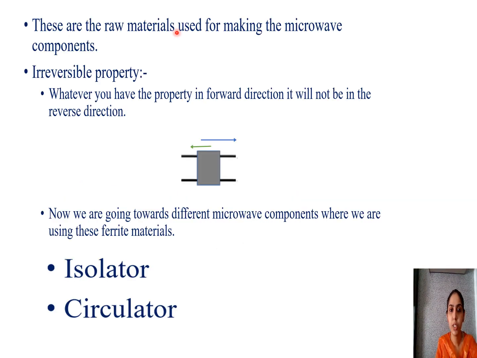So these are the raw materials used for making the microwave components. That is an irreversible property also. Whatever the property is in the forward direction, it will not be the same in the reverse direction. Now we are going to see one by one the different microwave components where we are going to use these ferrite materials. We will see the isolator and the circulator.